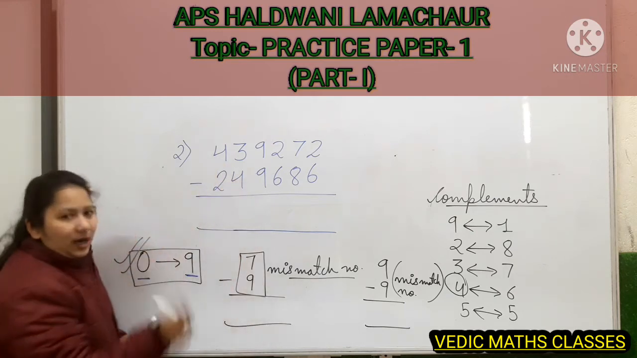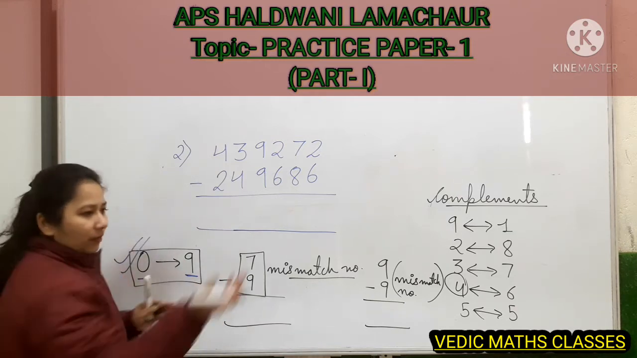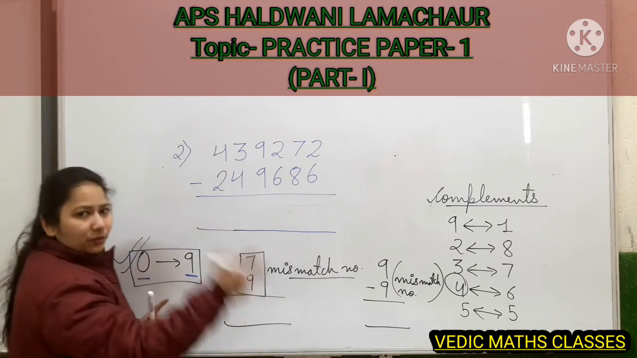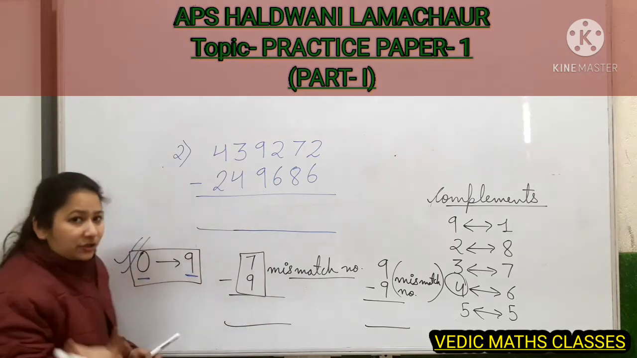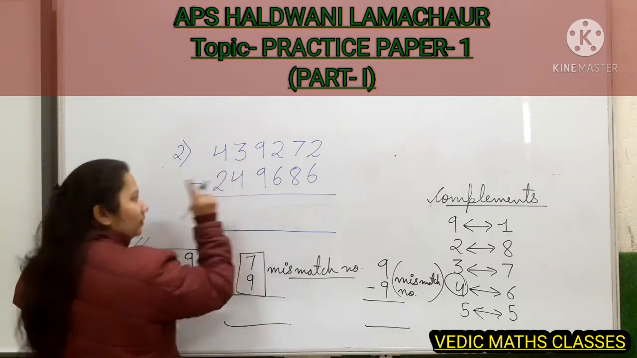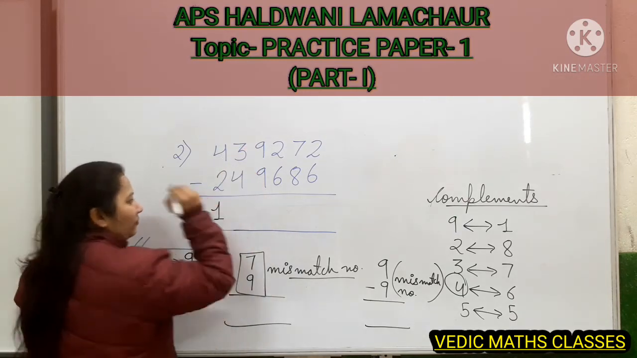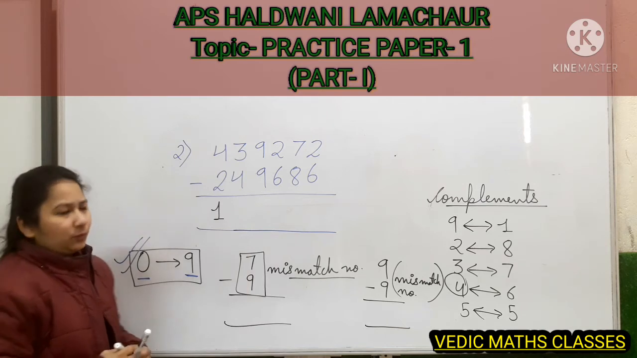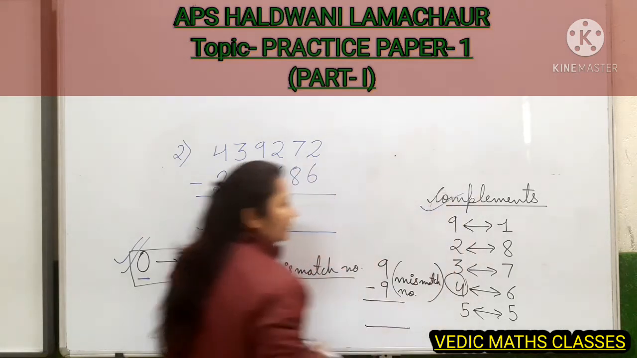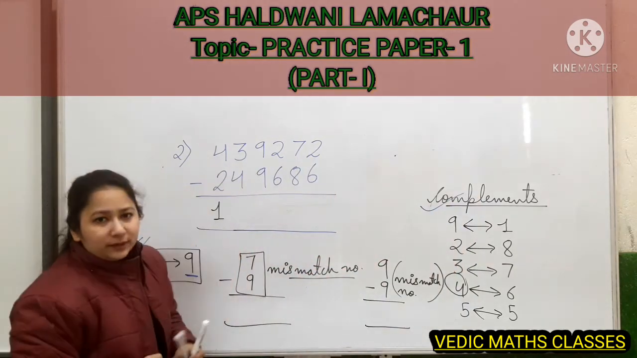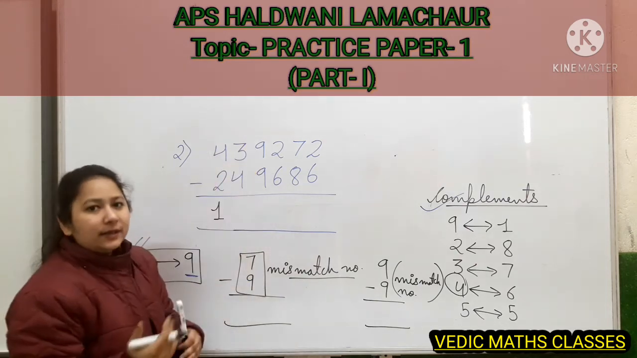See, we have to start the sum from left to right. Normally you start your calculation from right to left, but here we will do from left to right. Now, first of all, you can see that 4 and 2 are not mismatched numbers. So 4 minus 2 is 2. Now you can see that your next number is a mismatched number. So 2 will become 1. Directly given. Now next, it is a mismatched number, so solve it with the help of complements. Now what is the complement of 4? 6.